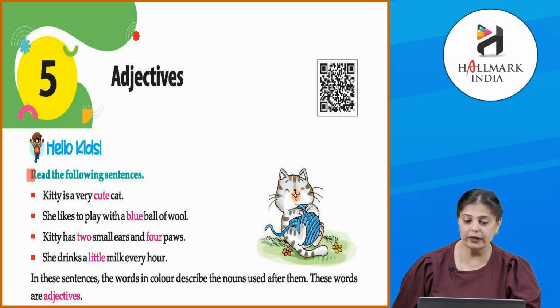Hello kids. Read the following sentences. Kitty is a very cute cat. She likes to play with a blue ball of wool. Kitty has two small ears and four paws. She drinks a little milk every hour.